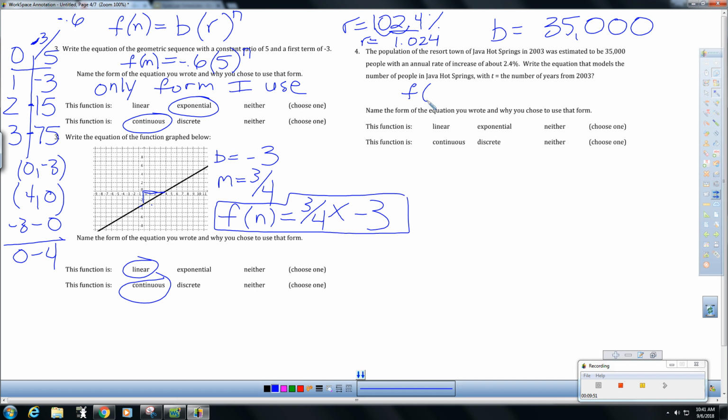So what's our equation? F of n equals, what's our B? 35,000 times 1.024 to the n power, okay? Is this right? And it is discrete. We could calculate a millionth of a year if we wanted, okay?